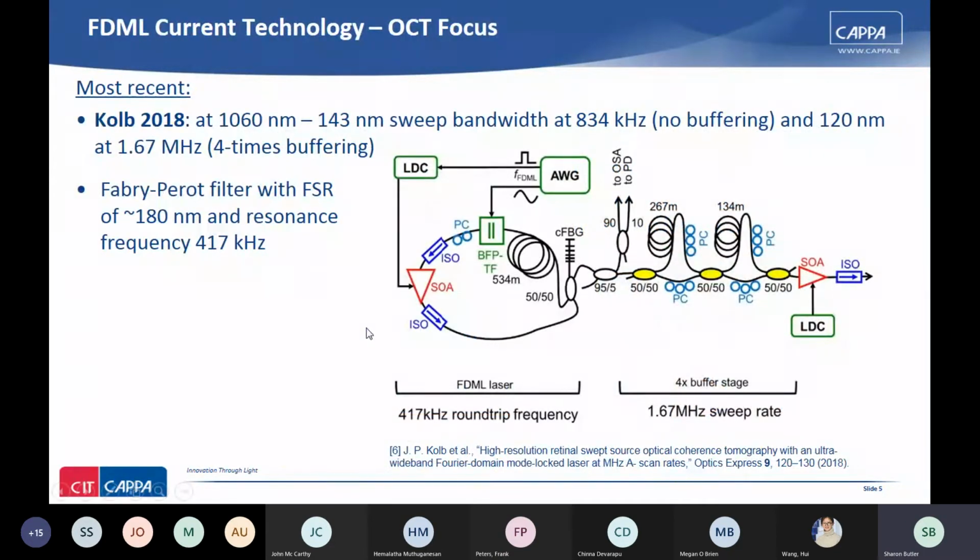And the current technology for FDML lasers has a focus on OCT. Because of the broad sweep bandwidth that can be achieved with the Fabry-Perot filters, it means that they can have high resolution imaging for OCT. And then since the fundamental limits are overcome, the maximum speed is determined by the maximum speed of the filter. So that's typically around 500 kilohertz for the Fabry-Perot mechanical type filters. So if they want to increase the sweep rates, then they normally add these buffering stages. And that's where they dump the unusable part of the sweep, which is typically the backwards part, and then copy the usable part to multiply the sweep rate.